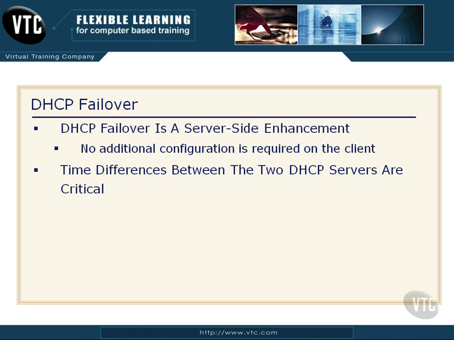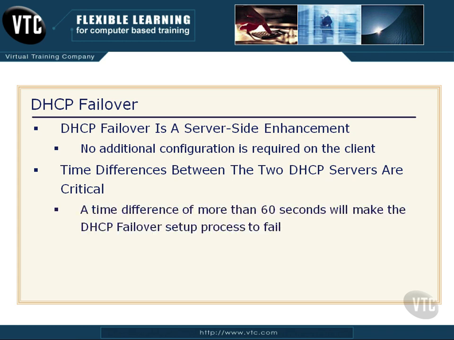When I'm setting up DHCP Failover, I'm involving 2 different servers. Now, the time differences between those 2 DHCP servers are critical. If one of them's time is incorrect, and if it's off more than 60 seconds, it will make that whole DHCP failover process fail. In other words, you'll never get it to set up. It'll try to set up and you'll get a failure. So if the time between the 2 servers is off more than 60 seconds, the DHCP failover setup will not work. So that's the basics on failover.